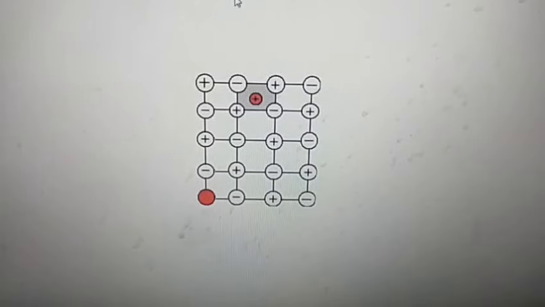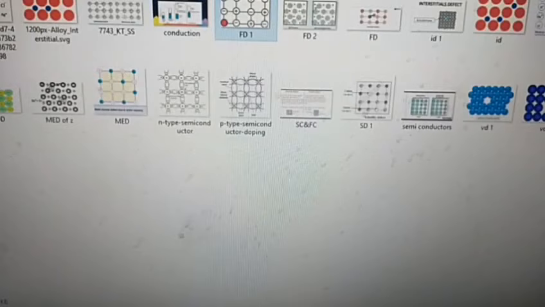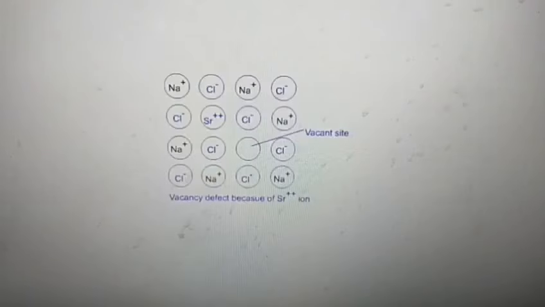Next, Schottky defect. So Schottky defect is generally a vacancy defect which occurs in ionic solids. The best example I will take now. See here. Generally, to maintain the electrical neutrality, vacancy defect here means what? Both cations and anions will be missing from their places. Vacant sites will occur.